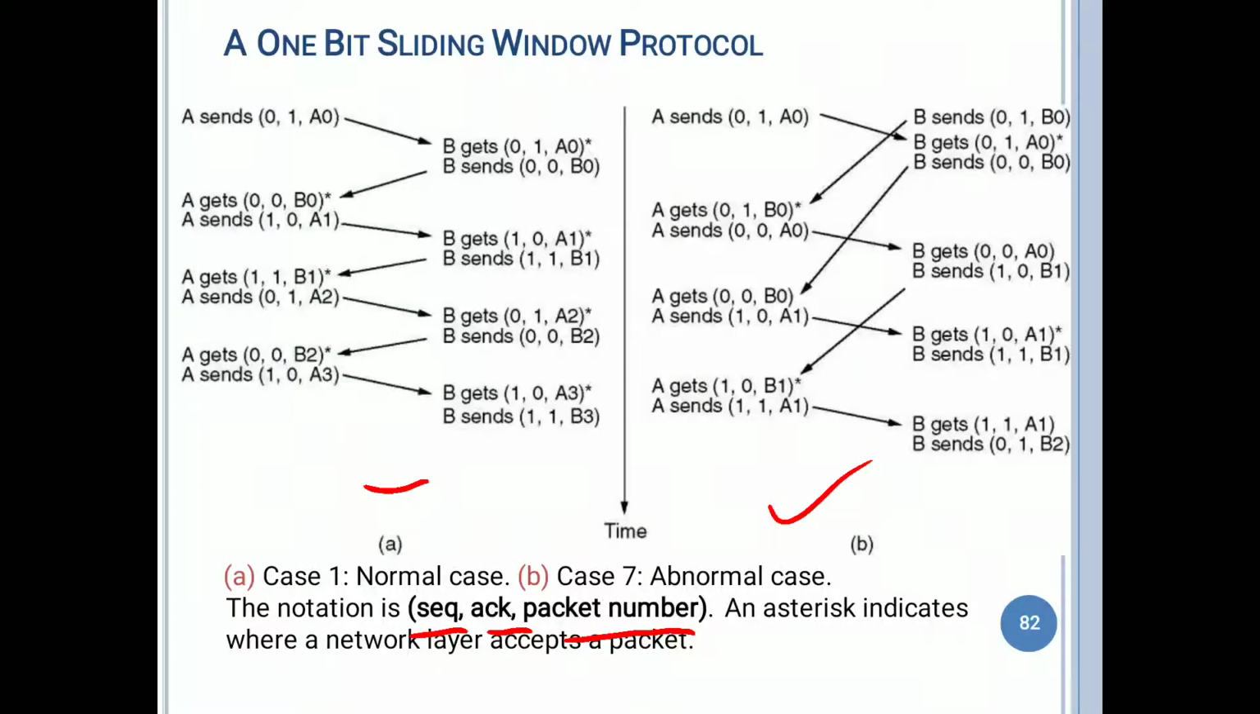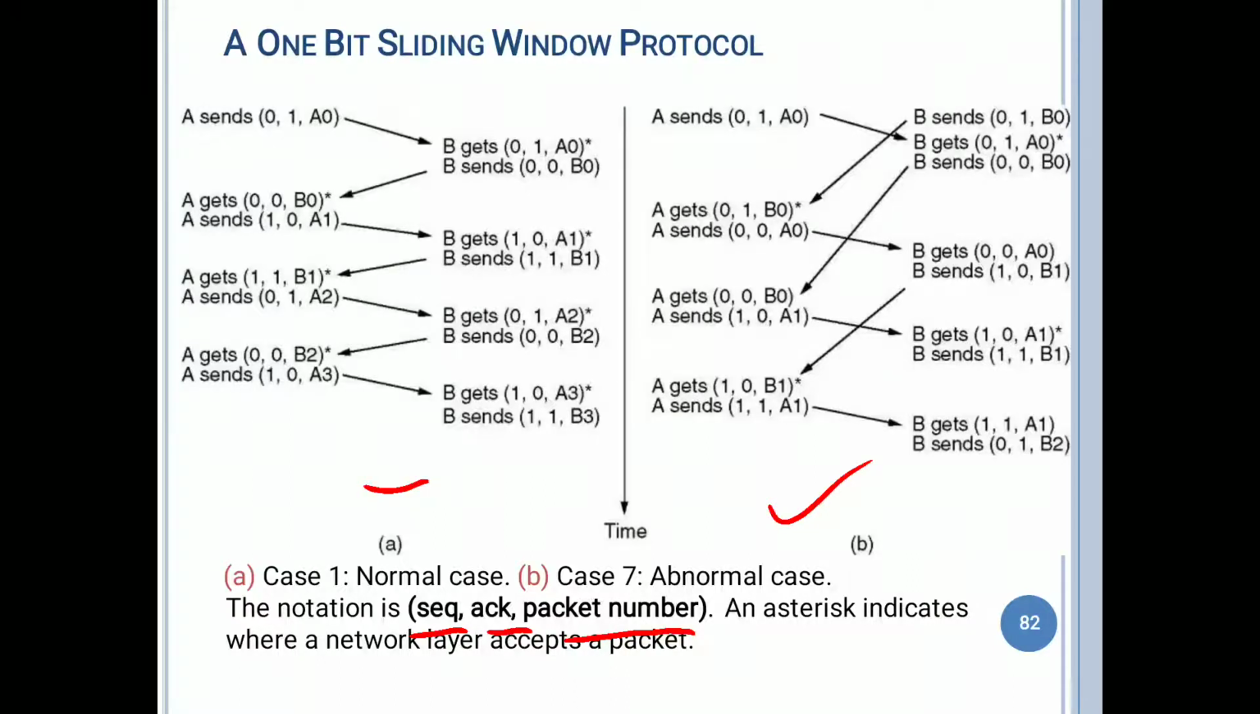Now B starts sending the data. So the sequence number is 1, and it receives the data packet 1, with B1. Now this is sent to A. So like this, the data is sent from A and received by B, and B starts sending and the data is received by A. So like this, the process continues. So this is a normal case.